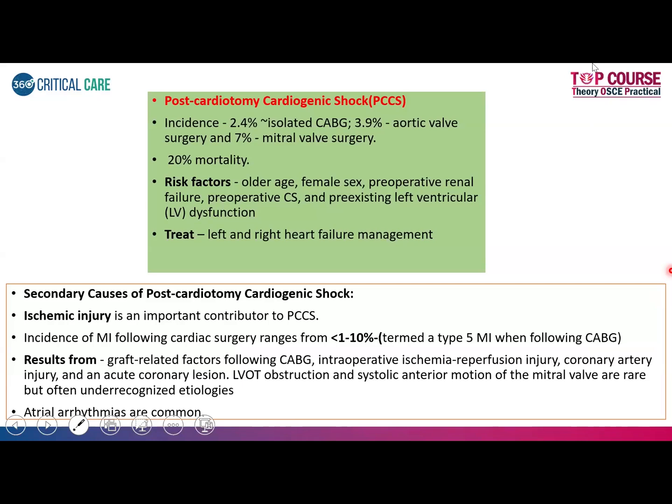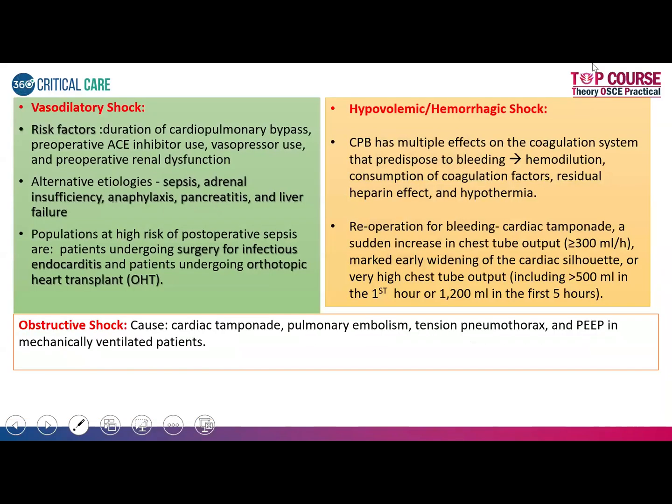The management is very similar to any heart failure management. There is also something called a secondary cause of post-cardiotomy cardiogenic shock, where ischemic injury is the most important contributor. It results from graft-related factors, intraoperative ischemia-reperfusion injury, any coronary artery injury, or any other acute coronary lesion. And in such cases, atrial arrhythmias are common.